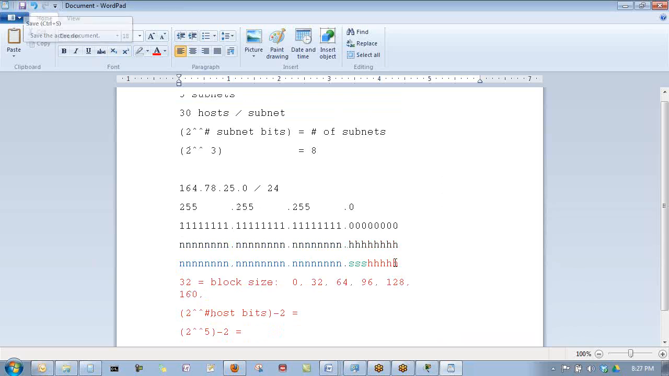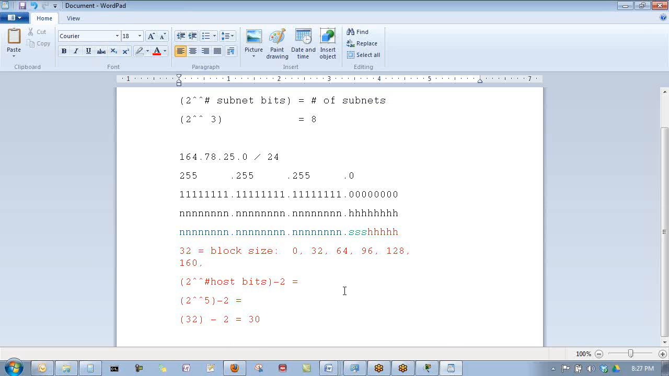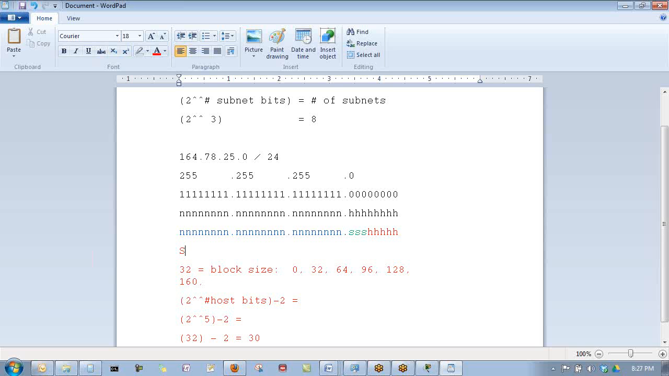I'm going to change this around a little bit. So, knowing that, now we're ready to go and answer the questions. Subnet number. Network address. First host. Last host. And broadcast address. And we need to just expand this a little bit.